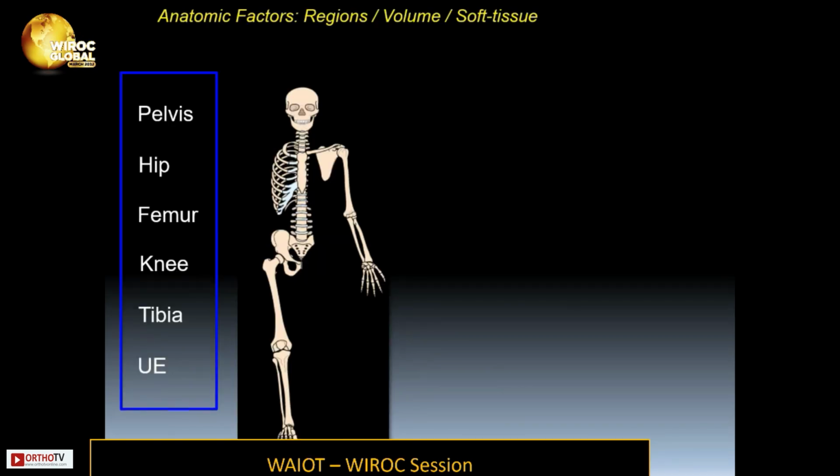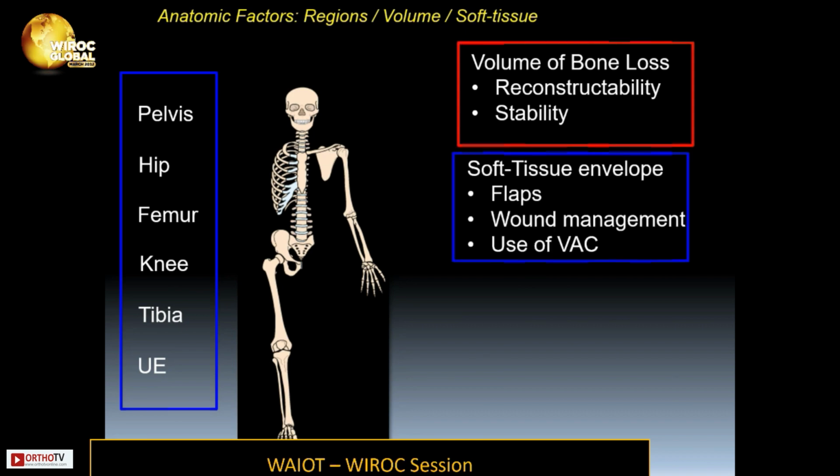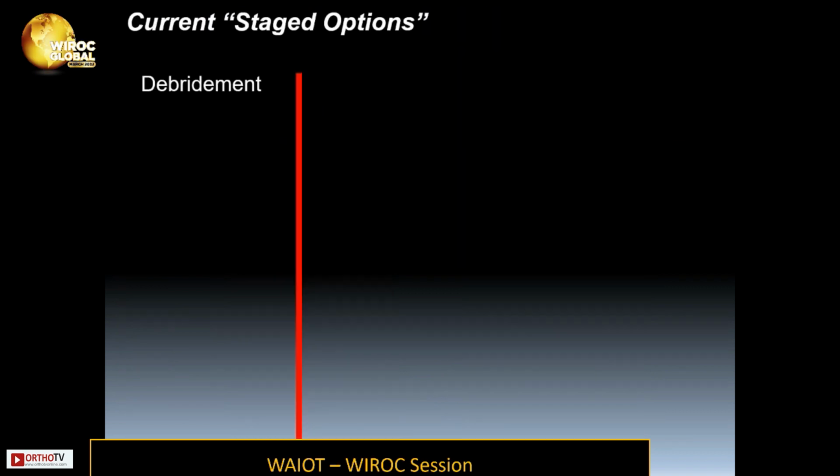Anatomic factors include the region, the volume, and the soft tissue loss. The volume of bone loss is important for reconstructability and stability. The soft tissue envelope may require flaps, wound management, and the use of VACs. And distal femoral and proximal tibial replacement combinations have the highest risk of failure.